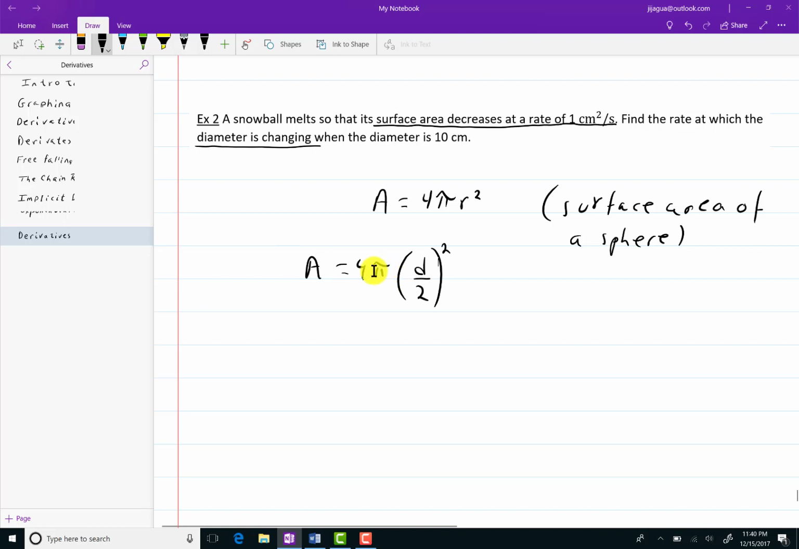Now I see I have a connection. Pi is just a number. D is connected to A. That's exactly what I want. I can simplify this a little bit before I take the derivative. This will be d squared over 4. The 4's will cancel, so you get pi d squared.